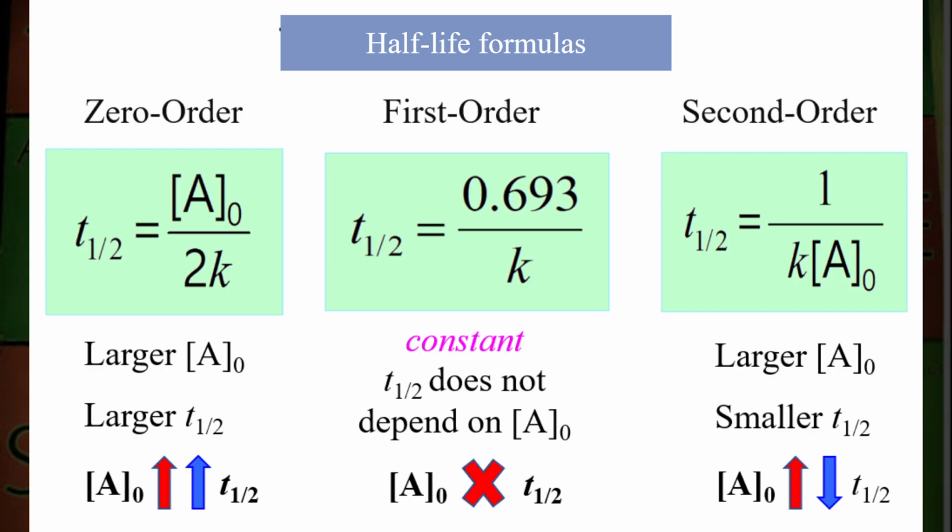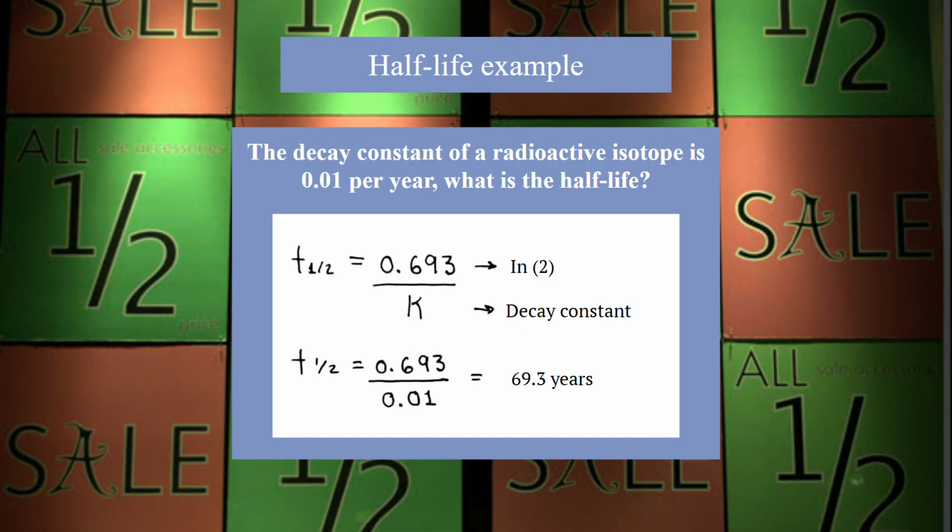In order to find half-life, you have different formulas to help you for very different problems. As of right now, I will show you an example of using the first order formula. The example says the decay constant of a radioactive isotope is 0.01 per year. What is the half-life? You have to use the first order formula, in which you basically divide 0.693 by the decay constant, which is a given number, 0.01, and it gives you a total of 69.3 years.